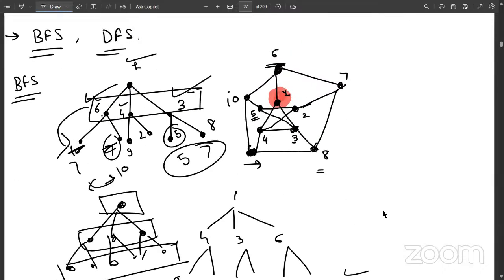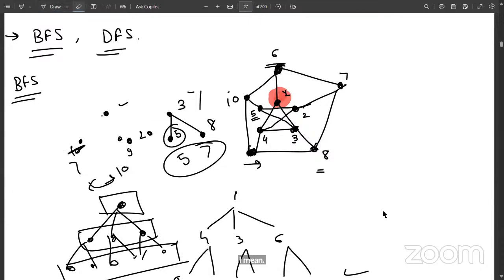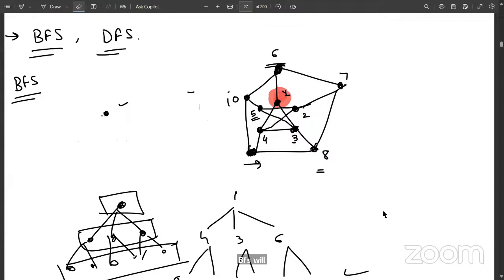I mean, no, there should not be one more edge. See, that's the difference between a BFS and a DFS tree. A BFS tree will list out all the neighbors according to the level. A DFS tree won't say anything about level. It just says explore one vertex. If you are getting anything new, just go to that vertex and explore its neighbors.